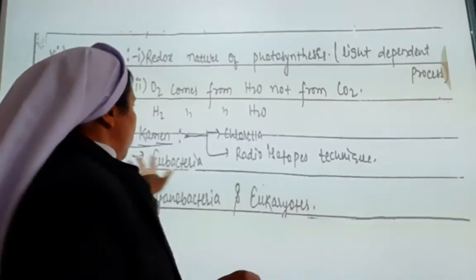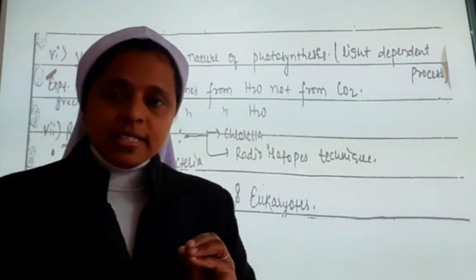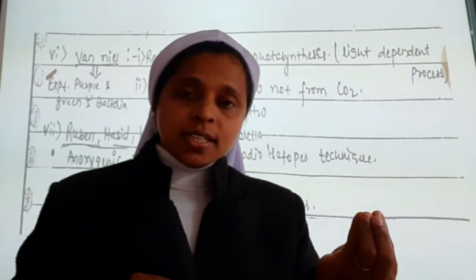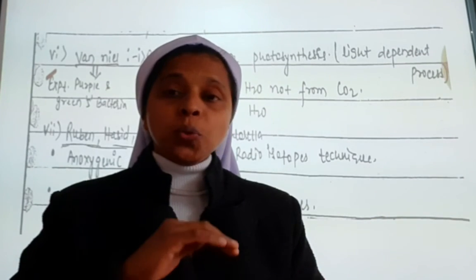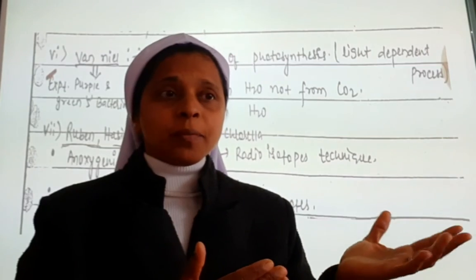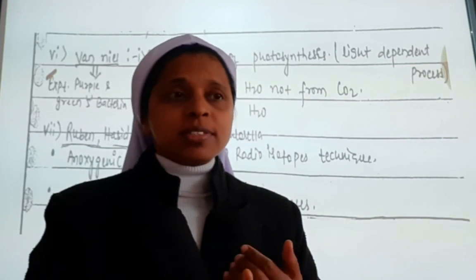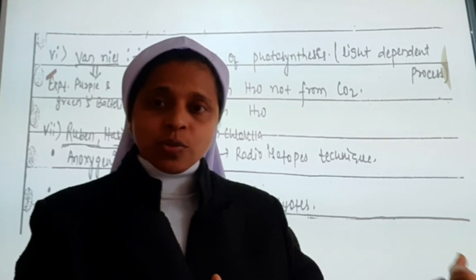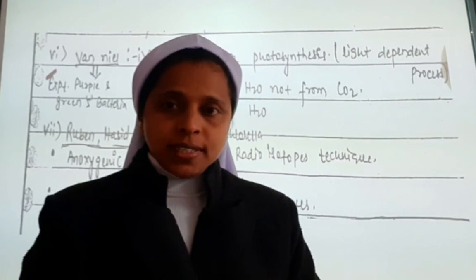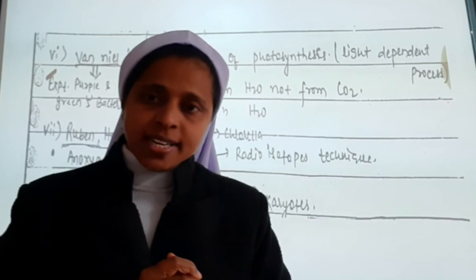And next we have three scientists here, Ruben, Hassid and Kamen. What they discovered was in Chlorella, through radioisotope techniques. They found that the eubacteria are anoxygenic, that means they do not produce oxygen, and oxygenic cyanobacteria as well as the eukaryotes are oxygenic. So that's all about the overview of photosynthesis in higher plants.